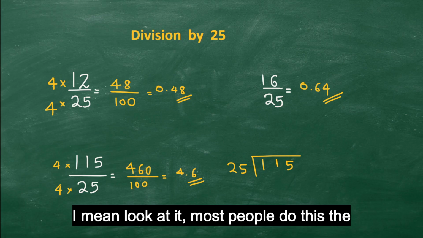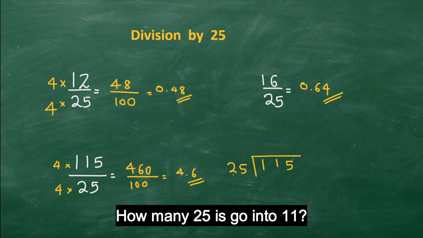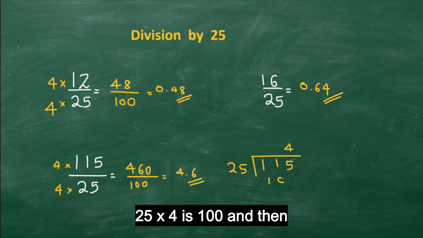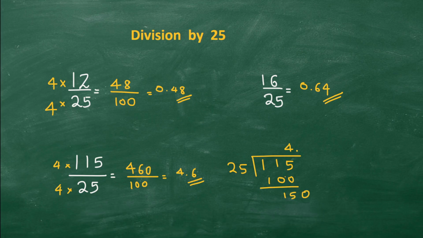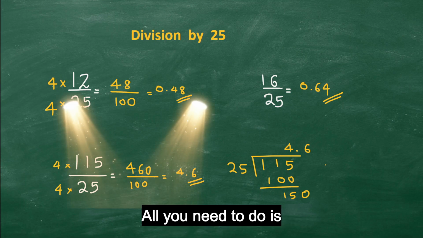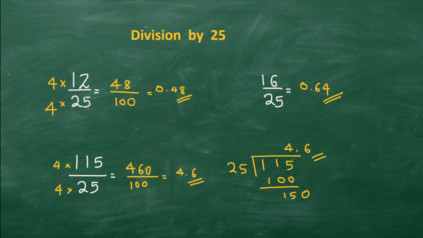Now, the long way of doing this is actually much more difficult. I mean, look at it. Most people do this the hard way. Like this. How many 25 is going to 11? None. How many 25 is going to 115? That is 4. 25 times 4 is 100. And then 115 take away 100 is 15. Then you can take a 0 and put a decimal dot. And then how many 25 is going to that? Now, you can do it like that. You get the same answer. But look at this one. All you need to do is multiply by 4 in your head, which is really easy. So I prefer the method on the left hand side over this one.